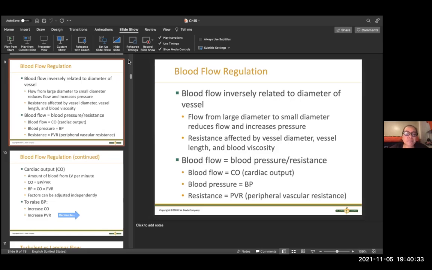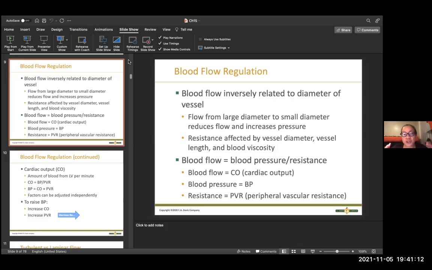Why do you think that is? If there's an increase in blood flow, what happens? There's so much, so it gets, I don't know. Yeah, as long as you know the idea that if one goes up, the other goes down. All right? So, flow from the large diameter to small diameter reduces the flow and increases the pressure. Okay, so this is getting complicated now, Monse. So, there is now the pressure. Flow from the large diameter to small diameter.